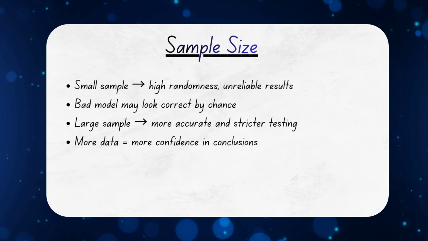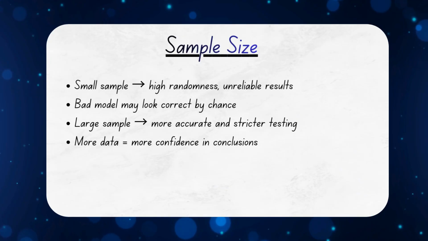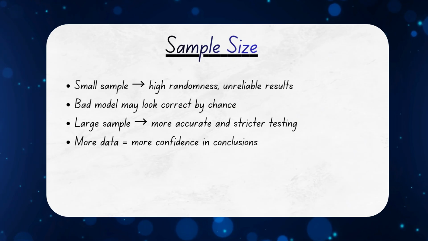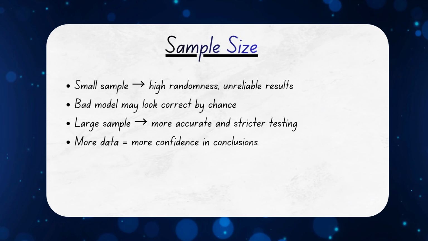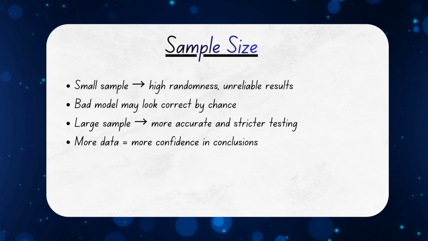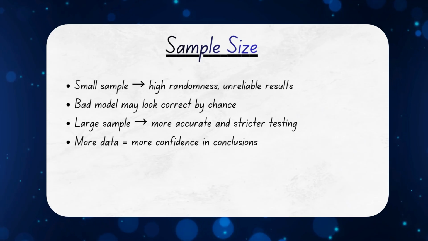One more thing that's super important is sample size. If you only test for a small number of days, randomness can fool you and even a bad model might look fine. But as you increase the number of observations, like 1,000 days, the test becomes stricter and more reliable. More data means we can detect mistakes more easily. That's why larger samples give stronger conclusions.